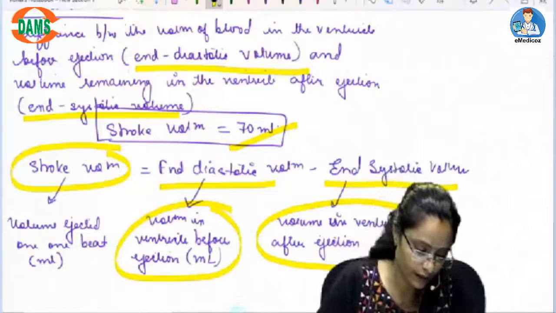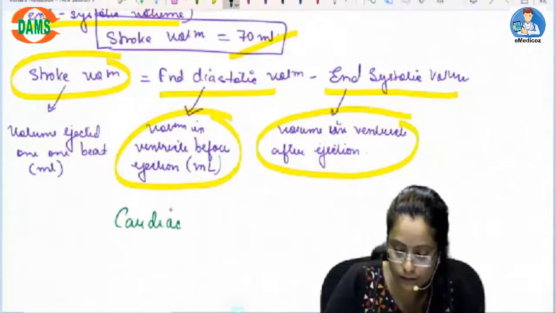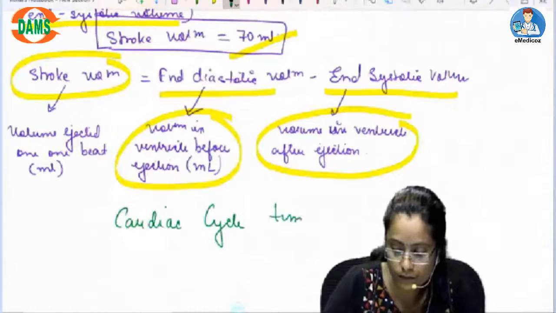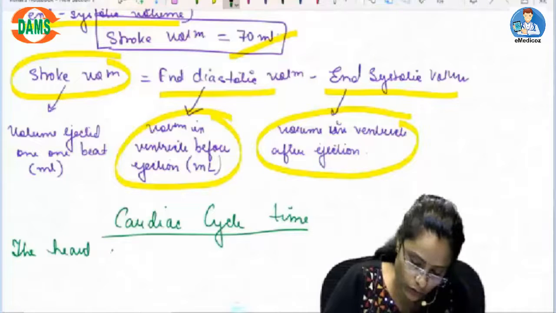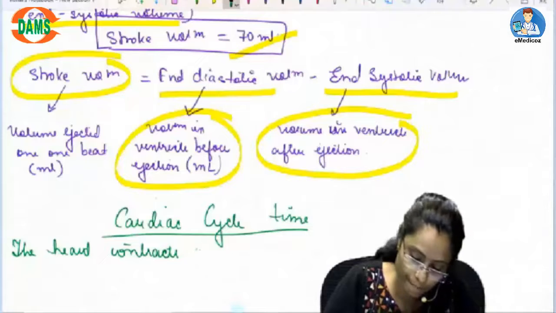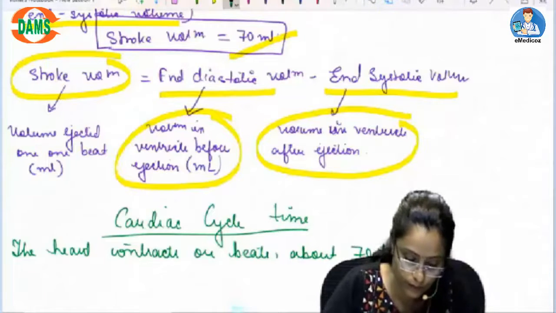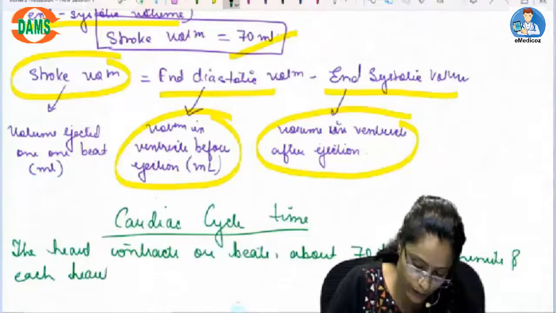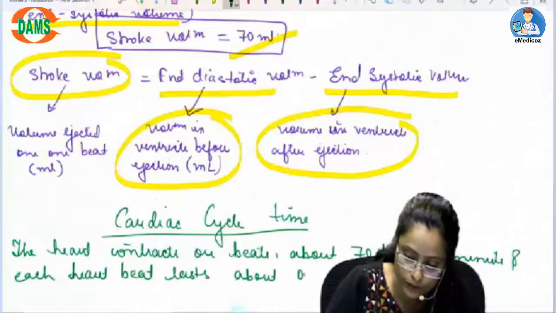This is the cardiac cycle time. The heart contracts or beats about 70 times a minute, and each heartbeat lasts about 0.85 seconds.